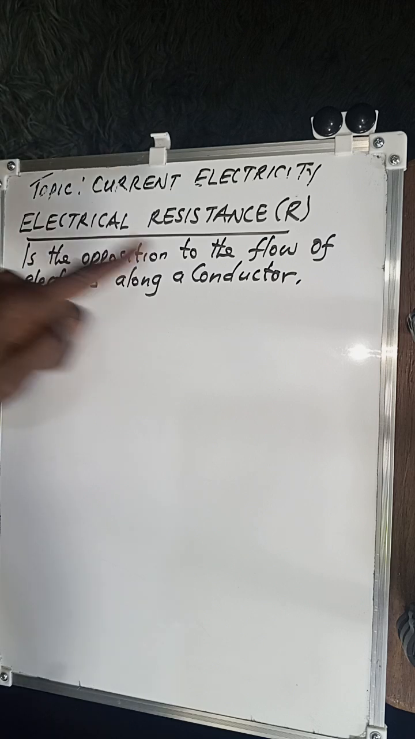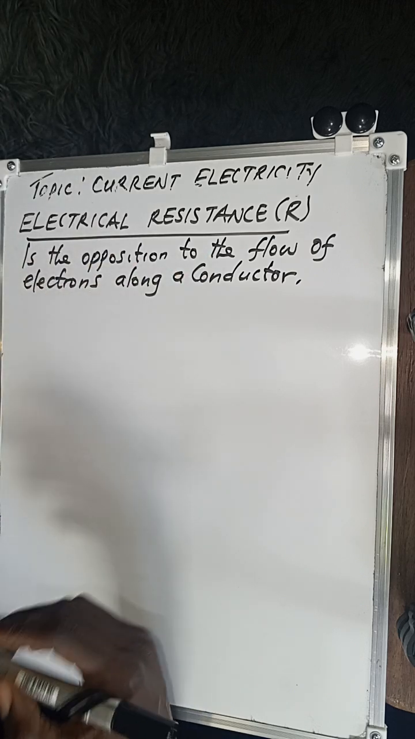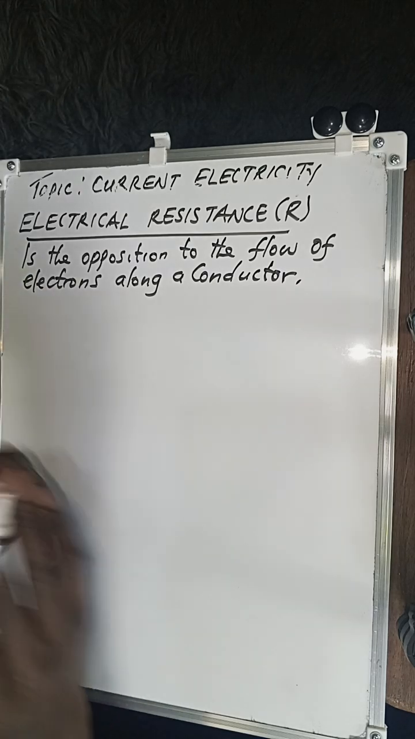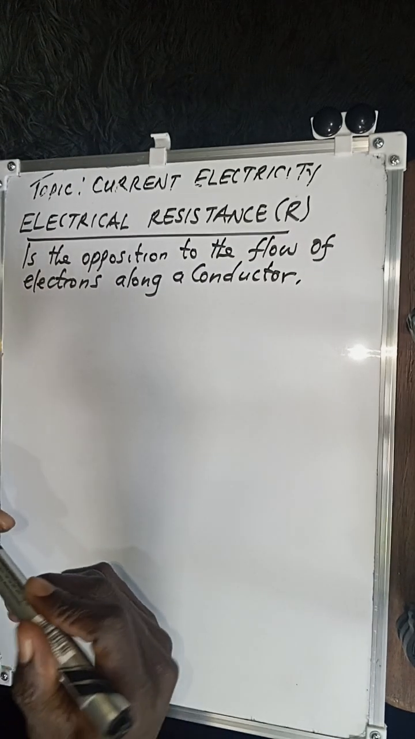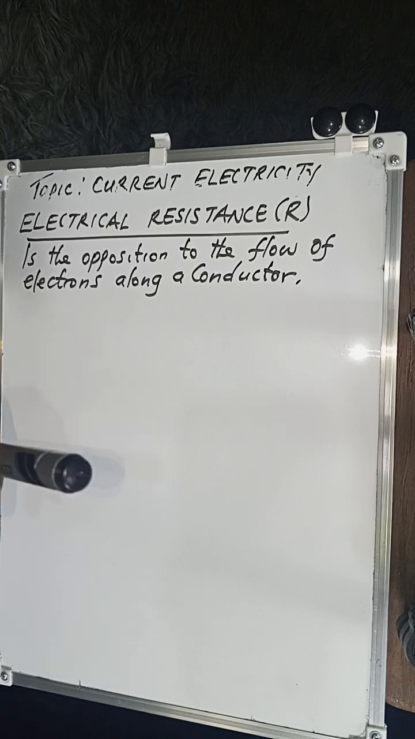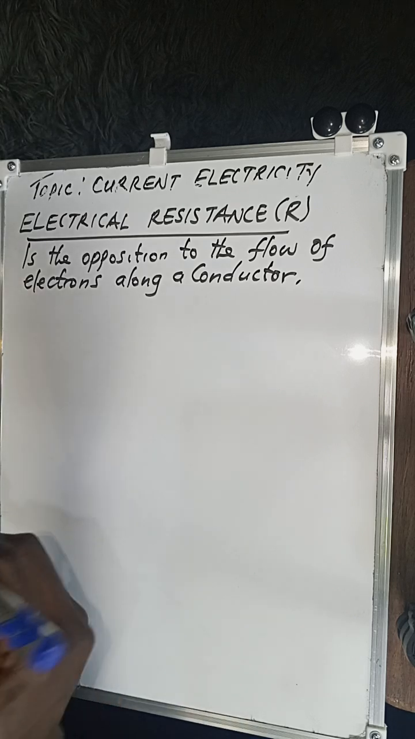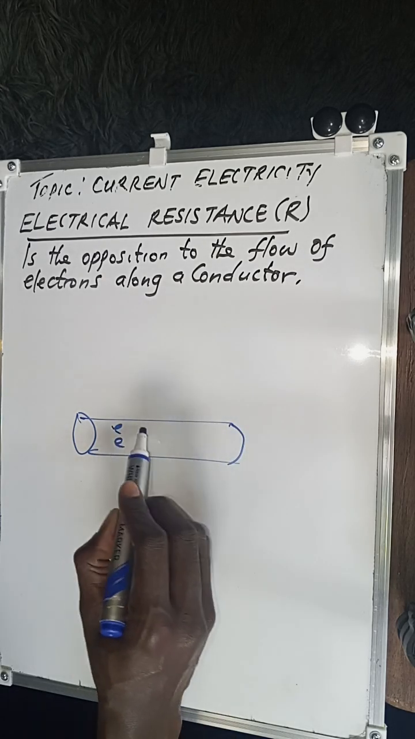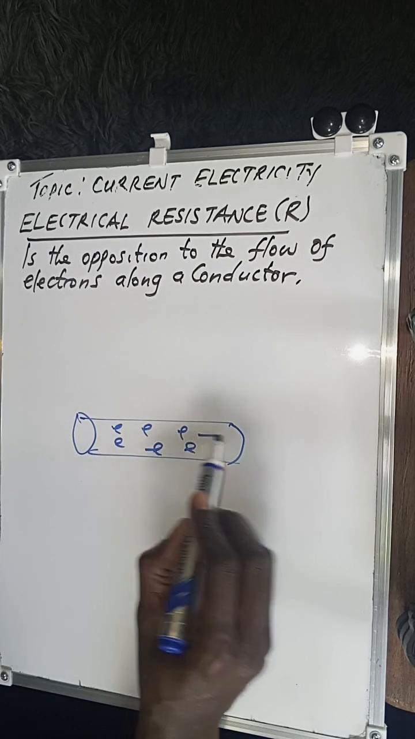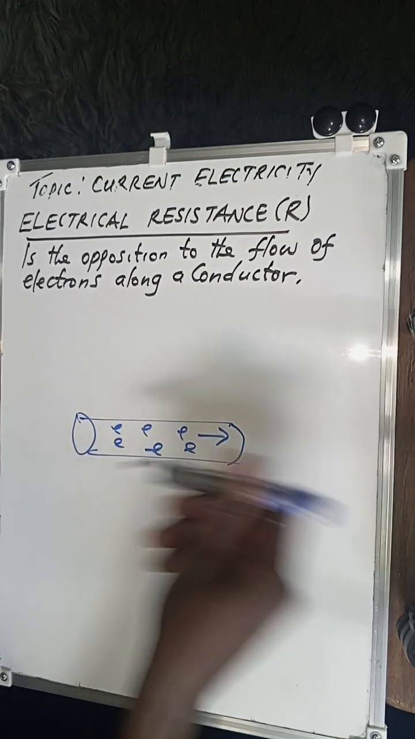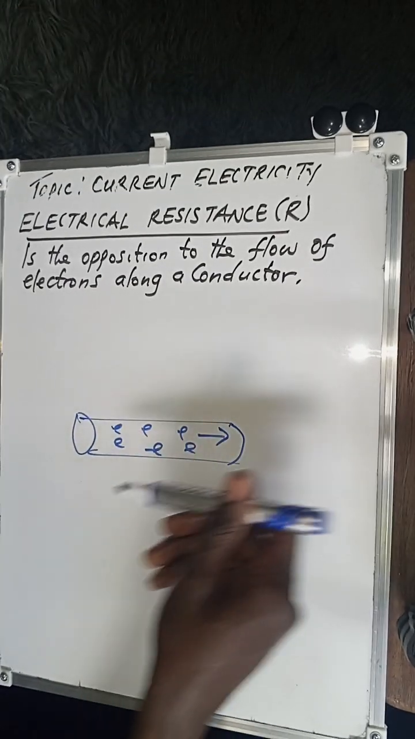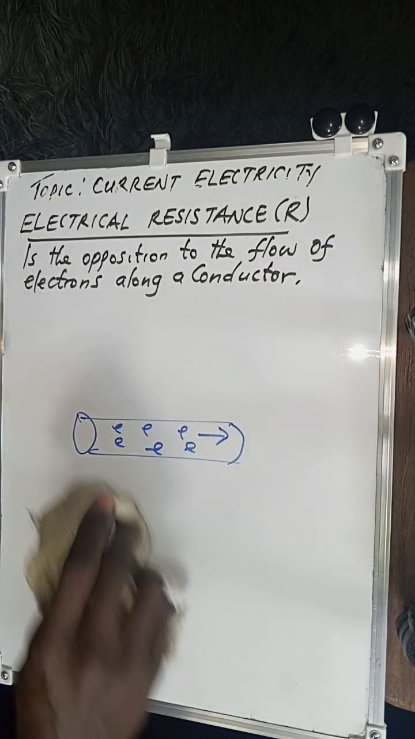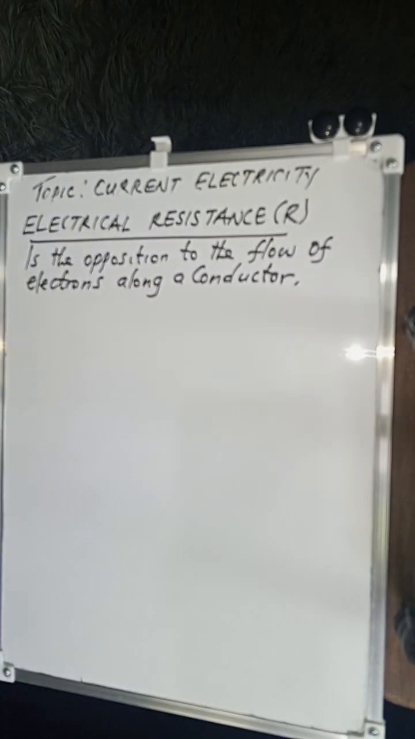Some books are just going to be saying resistance. That's fine. So it could be the interference to the flow of electrons along a conductor. That is what we simply call resistance. Now you should be thinking of it this way. Remember that if you have a conductor, and in this conductor there are electrons that are moving, if the electrons are going in that direction and there's that opposition, or they are being interfered with such that they cannot move properly, that is what we call in physics electrical resistance.